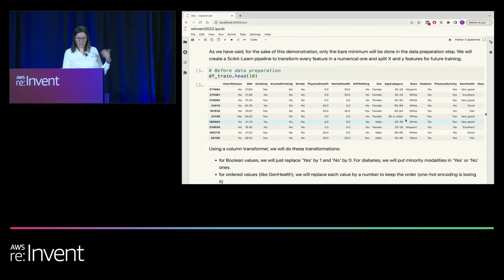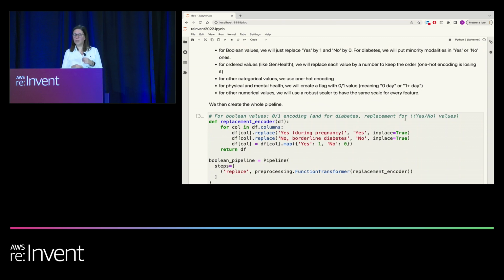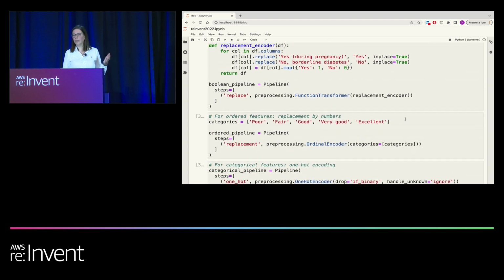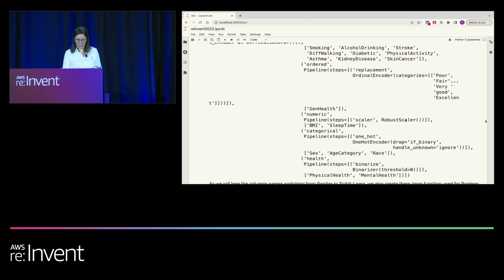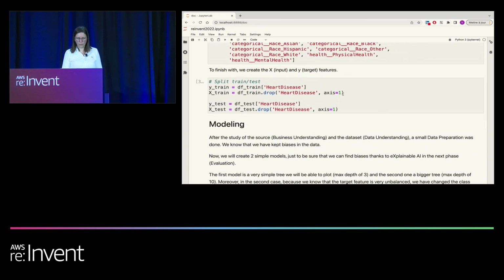And so here I'm doing the data preparation. I will not do everything that we have said because I want to keep some biases in my model at the end. So I have created a scikit-learn pipeline, and I'm just doing the bare minimum to have something that is usable after that. So I have a lot of code to do that. I have my column transformer, I have the column names, and I split the train test between the X and the Y, the important inputs I will have and the output I will have to predict.